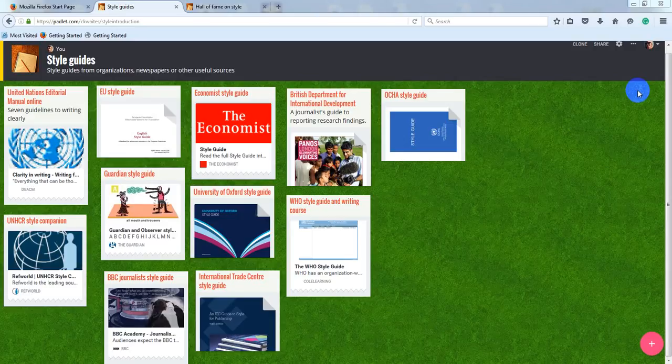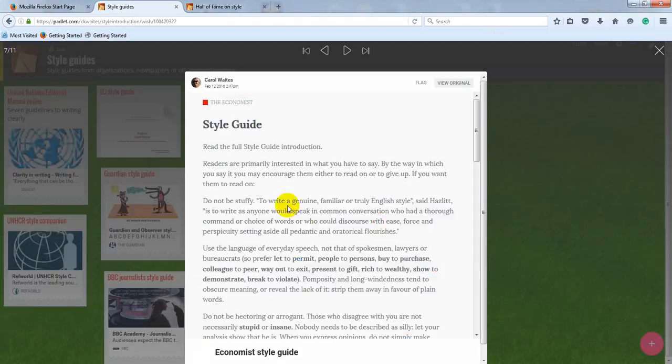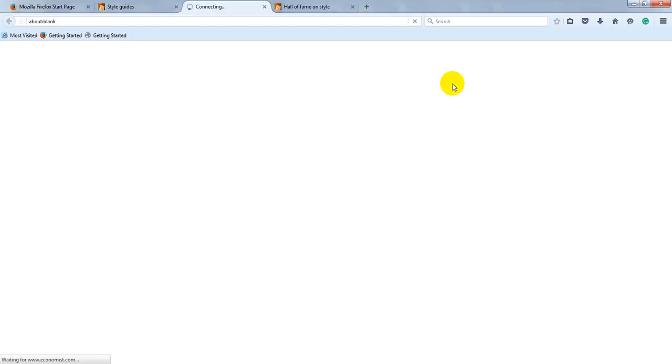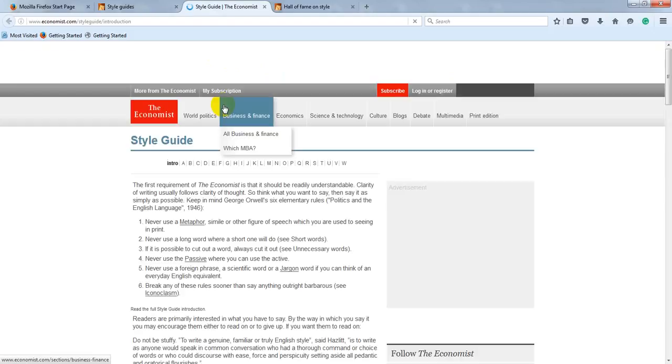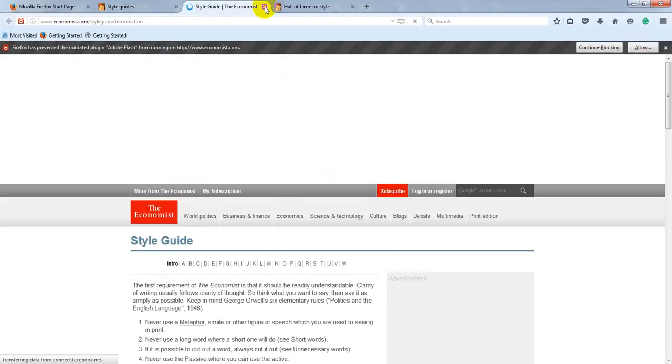Like the United Nations, other newspapers and organizations have their own style guides. If you go to the Padlet I have prepared on this, you can see style guides from The Economist, The Guardian, and some other international organizations. I'll show you how it works. If you click on it, it comes up. You can look at the View Original, and you'll go to the original web link, and there you go to the style guide.